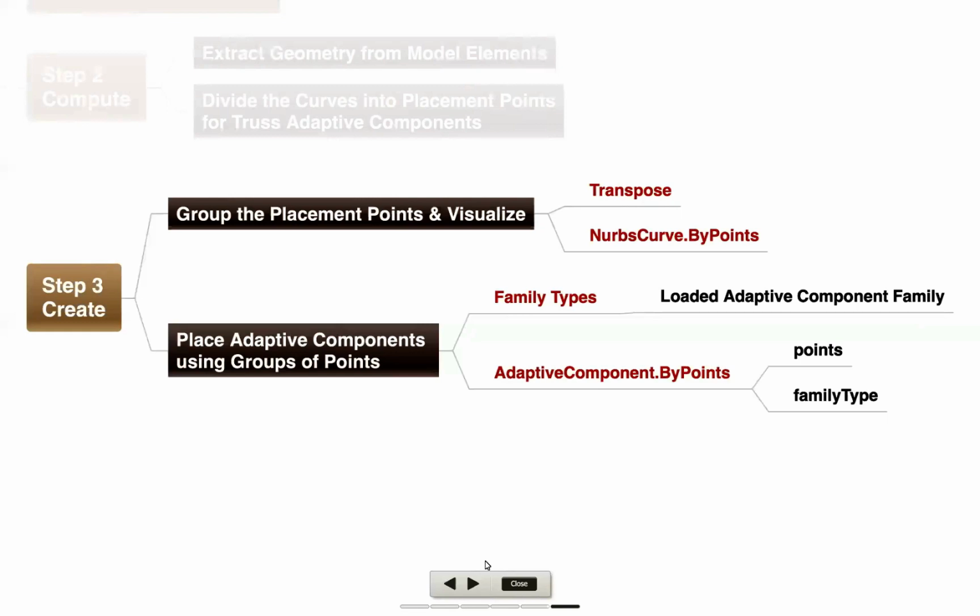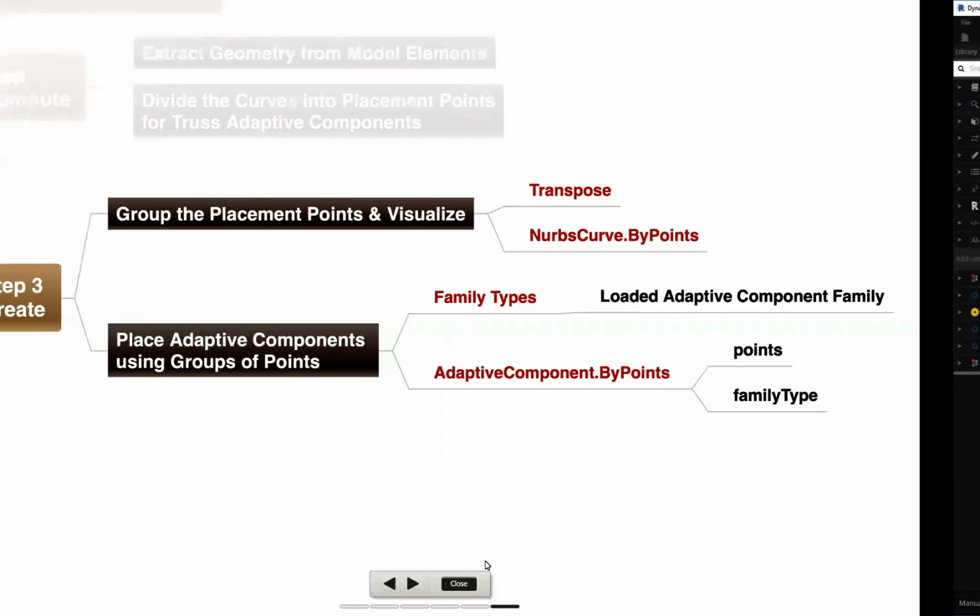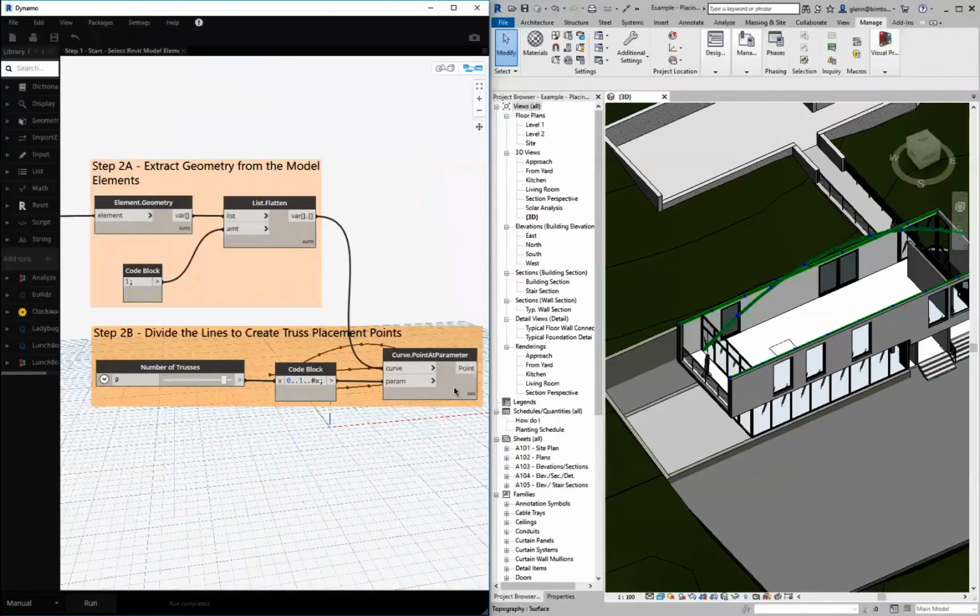Right now we have 3 lists that each have some number of points in them. What I want is the number of trusses, okay, with 3 points in each. So we're going to do a little transpose. Then just to help visualize, I'm going to create a little bit of a NURBS curve between the 3 points just to see where the trusses will be placed. That'll be a great starting point before I actually place the adaptive components. Then once we are feeling good about that, we can place the adaptive components using the groups of points. Okay, so let's see how that all works.